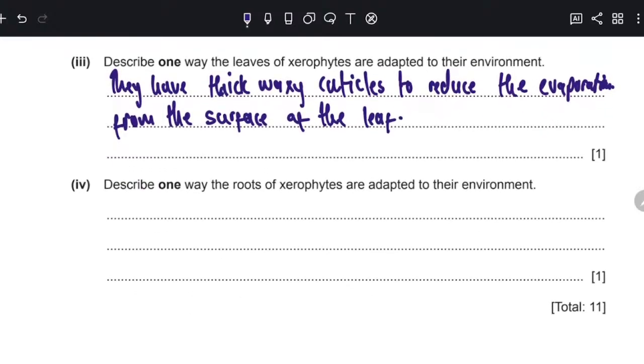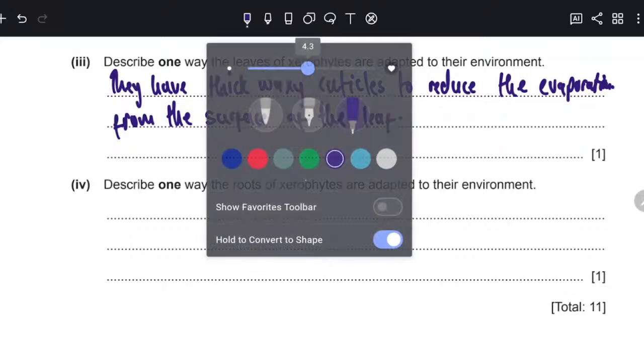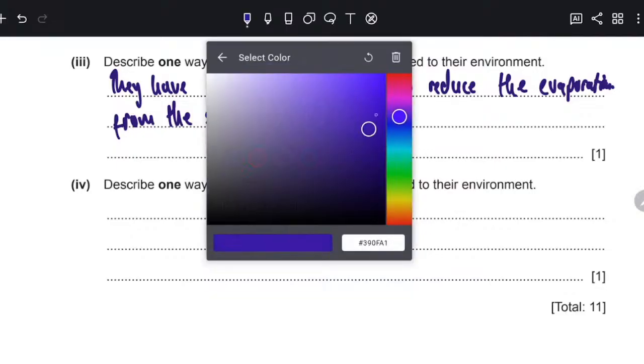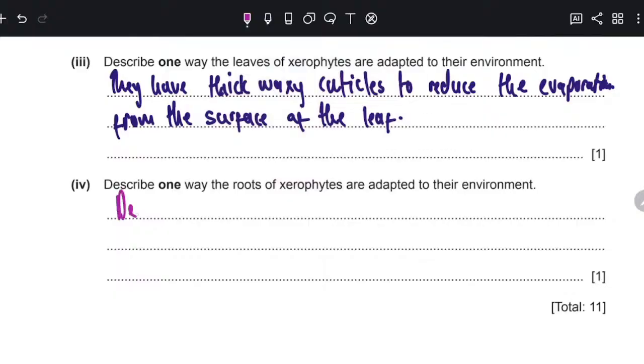Describe one way the roots are adapted. Now you can talk about roots. Who was it who wanted to talk about roots? Either you're going to talk about the shallow ones or the deep ones. I actually don't care. Choose one, okay? It's up to you. If you want to say deep roots, okay? Deep roots to absorb underground water.